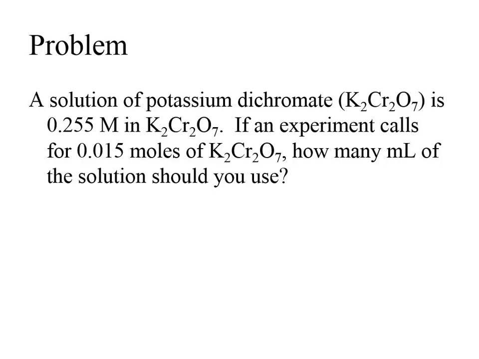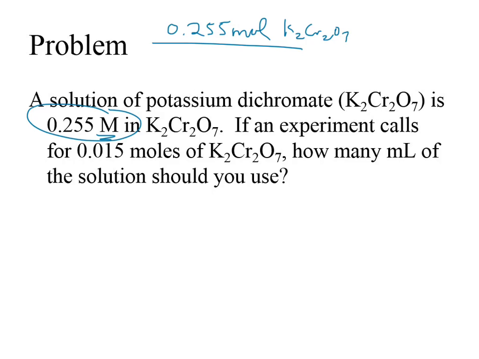So let's do another problem. Instead of NaCl, the solute this time is potassium dichromate, K2Cr2O7. It looks like they give us the molarity, 0.255 molar. On the next slide, you're going to see us unpack this again. What does this mean? Anytime you see an M, I should never see you set up problems to show your work without unpacking what that M means. What that M means is, in this case, 0.255 moles of K2Cr2O7 per 1 liter of solution. That's what that means.